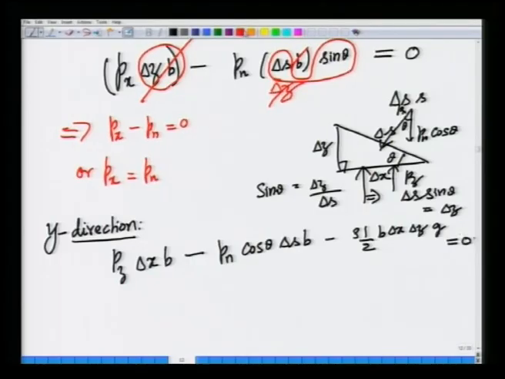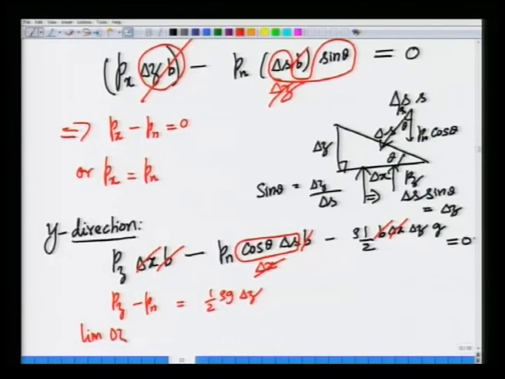Now, just by geometry, delta s cos theta is nothing but delta x. So, I can cancel delta x right through the equation, and then I can cancel b right through the equation. So, I get p z minus p n is equal to half rho g delta z. And in the limit as delta z shrinks to 0, we get p z is p n, but we also showed p x is p n. So, p z is p n is p x.